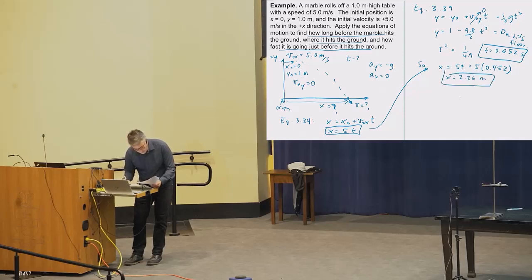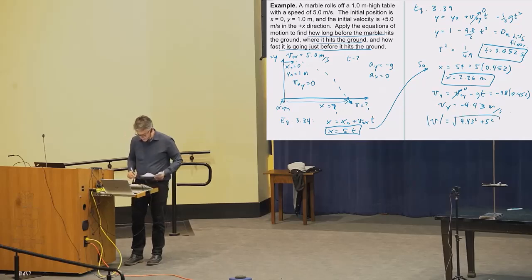And then vy is equal to v0y minus gt. That's 0, so it's just negative 9.8 times 0.452. So vy is negative 4.43 meters per second. And also I would say that v final is going to be 4.43 squared plus 5 squared, square root of all that.